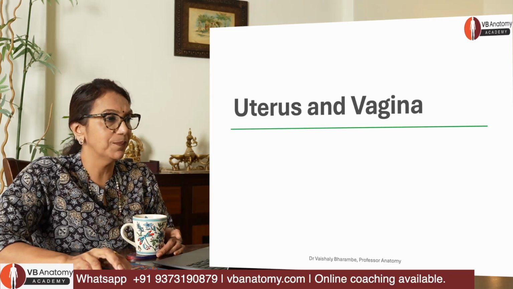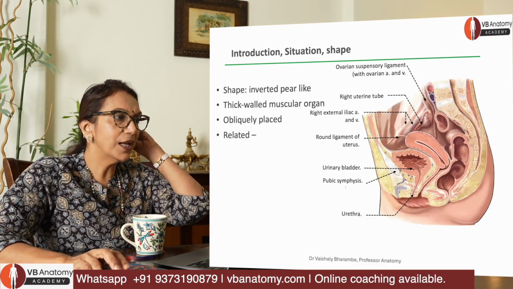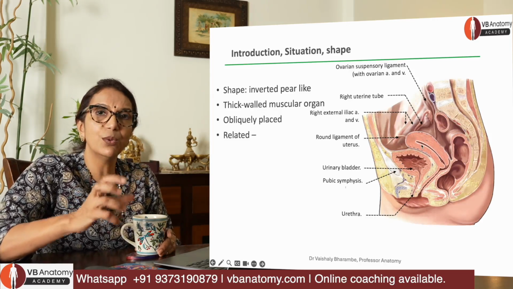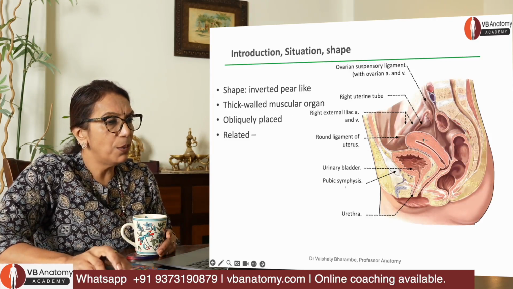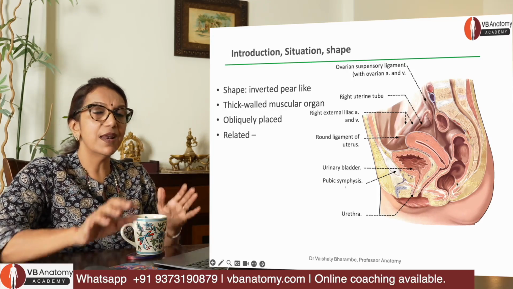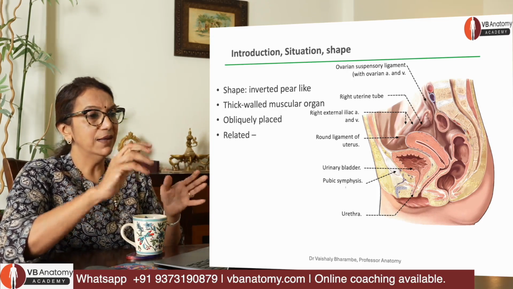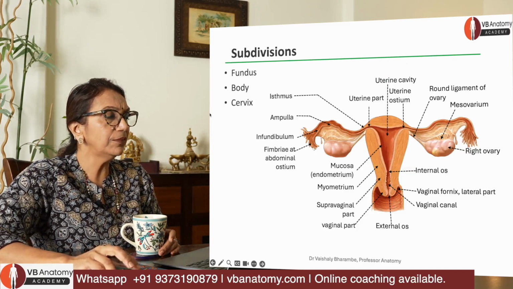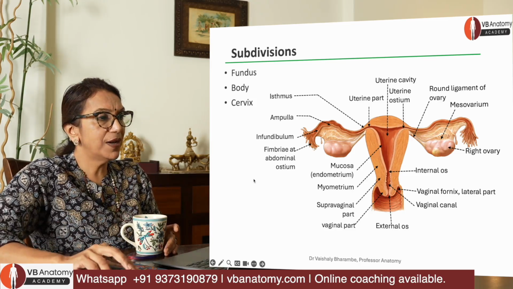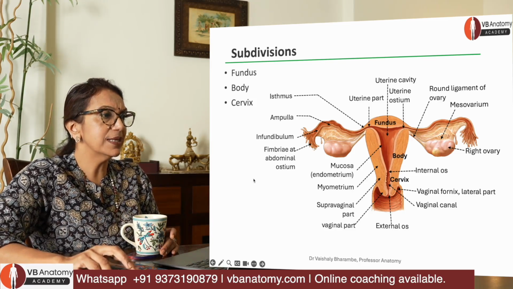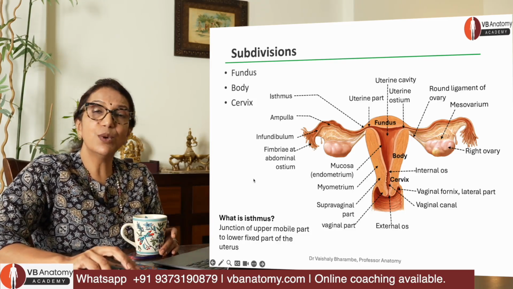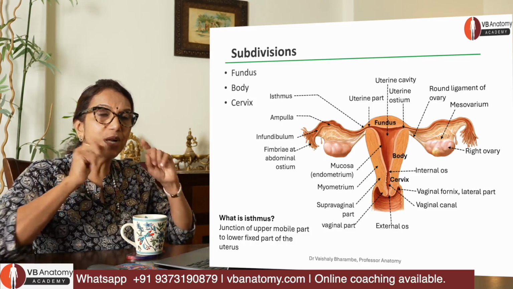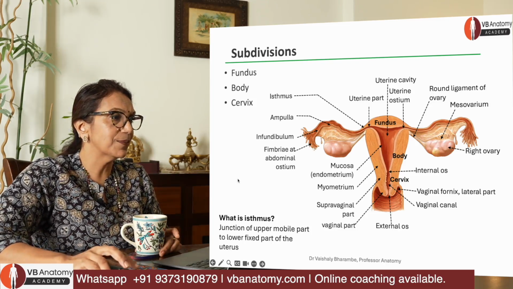Relevant anatomy. Right. So here you are looking at the uterus, which you know is an inverted pear-shaped thick walled muscular structure situated obliquely in the pelvic region, resting on the urinary bladder and resting behind on the rectum. You know it's divided into fundus, body and the cervix. Question is, what is isthmus? Isthmus is that portion where the uterus narrows down to continue into the cervix.